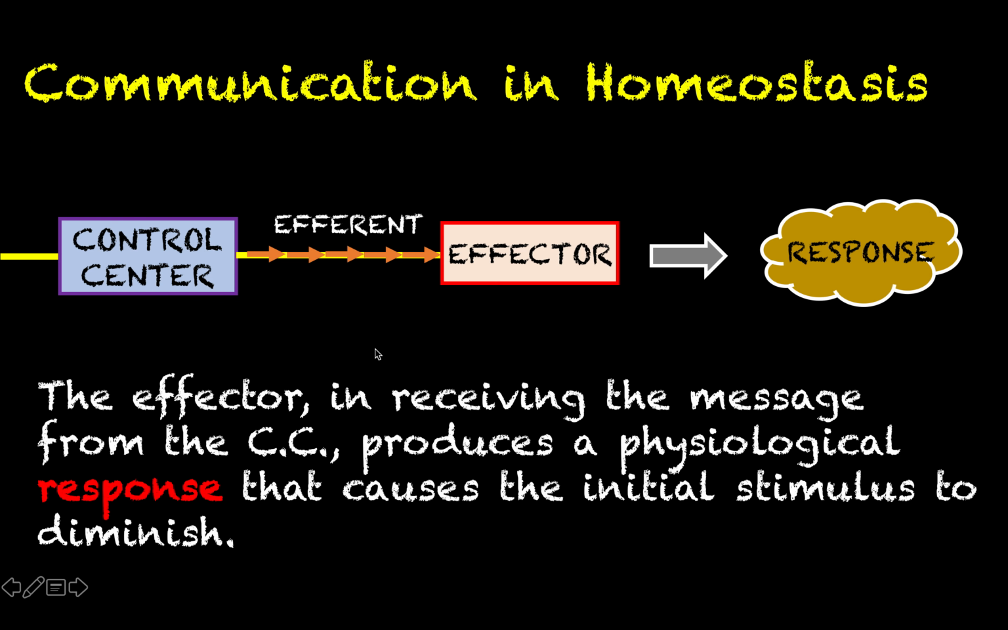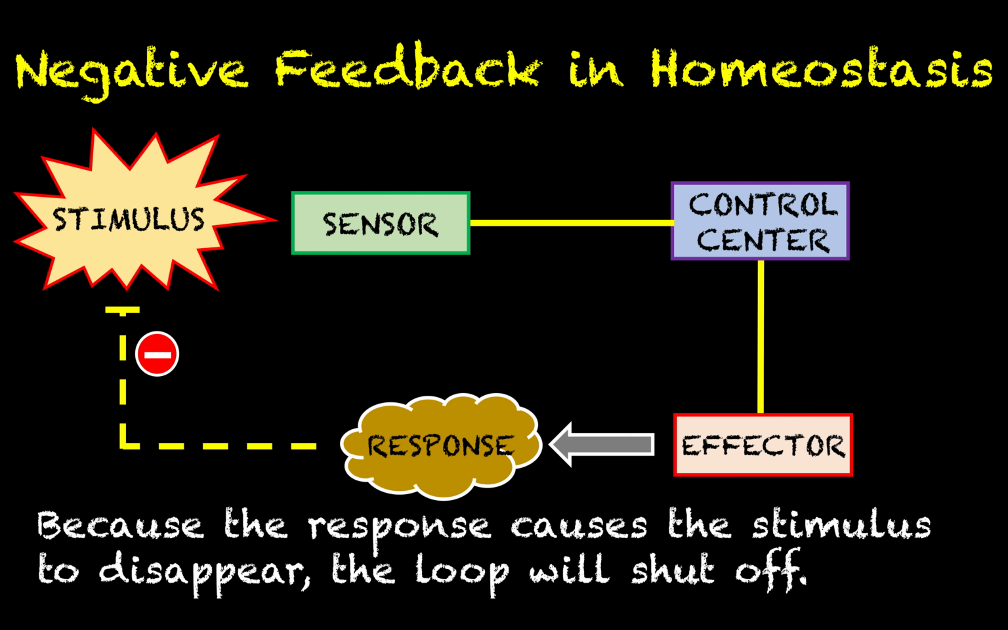So the effector, in receiving this efferent message from the control center, whether it's a neurotransmitter or a hormone, is going to produce a physiological response that will then cause the initial stimulus to diminish. So that's very important. The response here should be the exact opposite of whatever the stimulus was. If the stimulus was high blood pressure, the response should be something that lowers the blood pressure. If the stimulus was low blood glucose, the response here should be something that raises blood glucose. So this type of homeostasis is what we call negative feedback, which we will more aptly define here in just a minute.